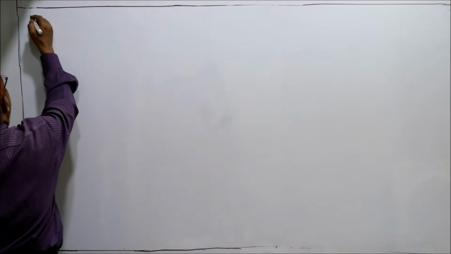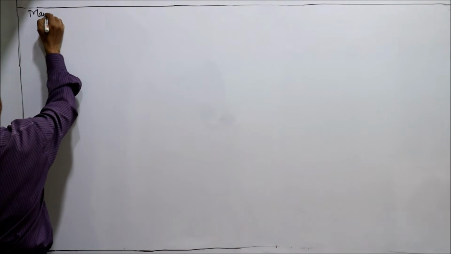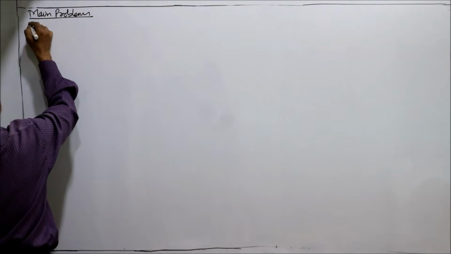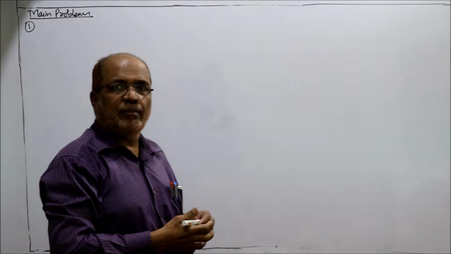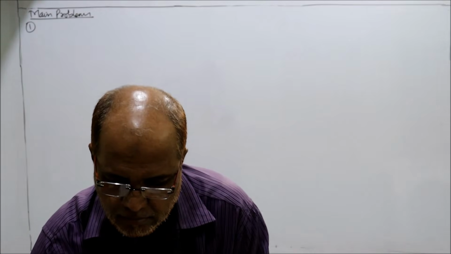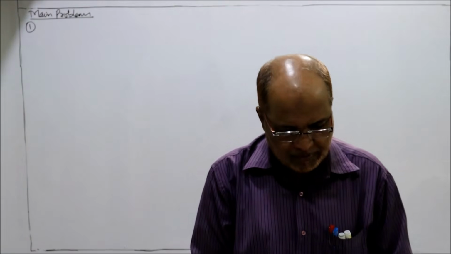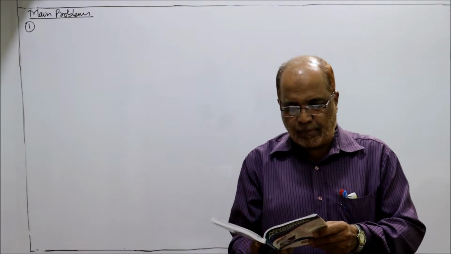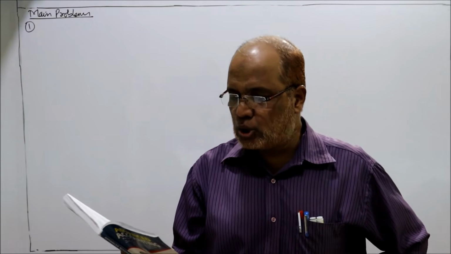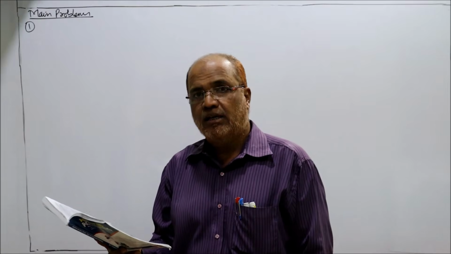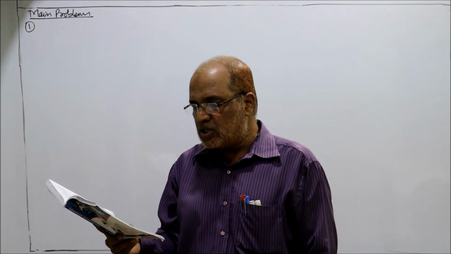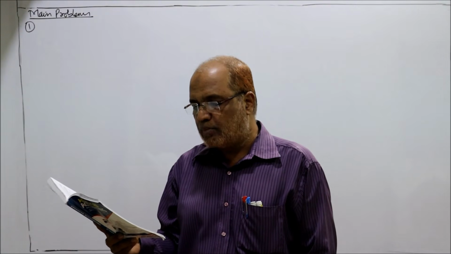Now we'll come to the main problems. Short problems are over. Only 2 short problems were given. Now we are coming to the main problem, the first main problem. See the problem carefully. X, Y and Z are partners, sharing profits and losses in the proportion of 5:3:2. 3 partners, X, Y, Z. They decide to dissolve the partnership firm, and the balance sheet as on 31st March 2001 was as follows.